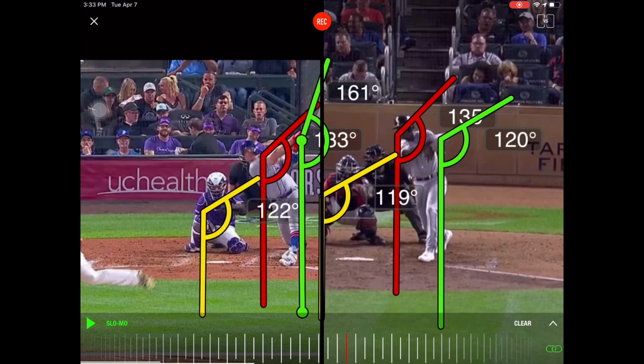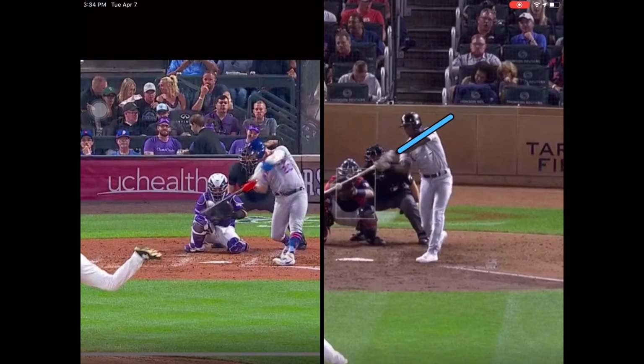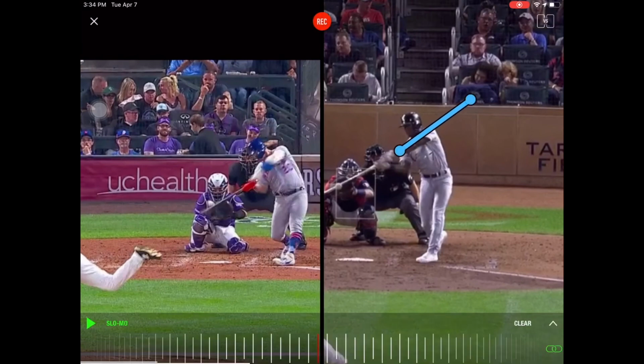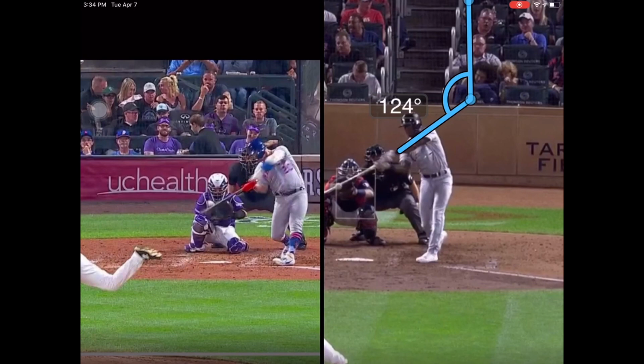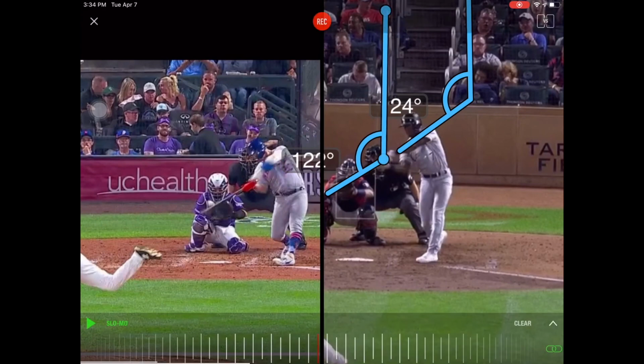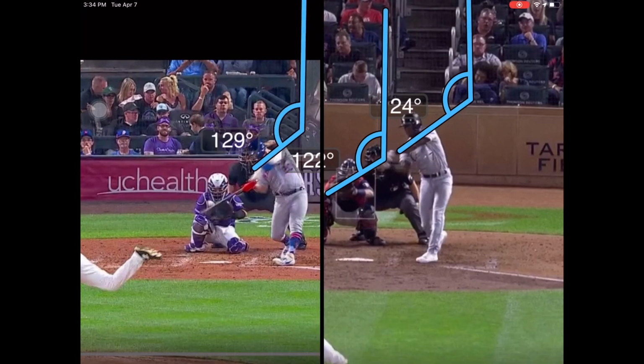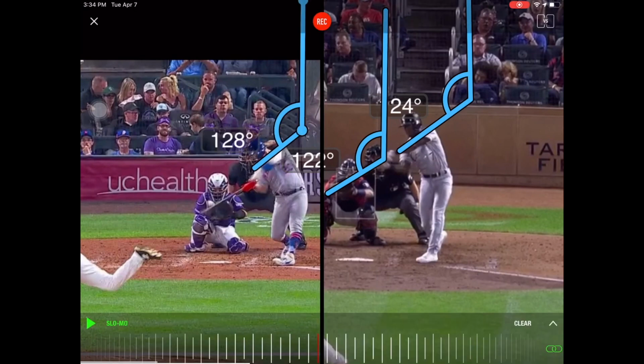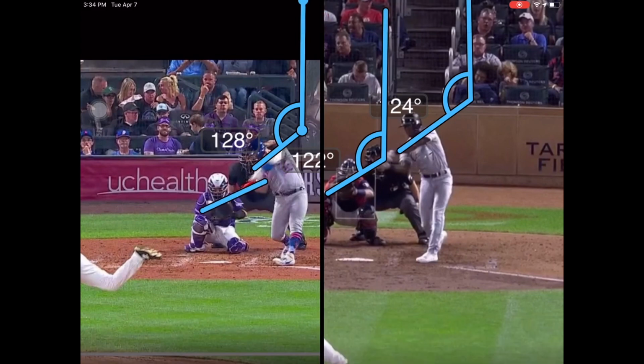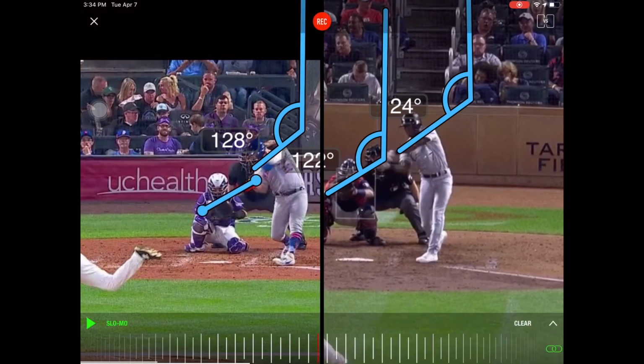Clearing that, we're going to take a look here: shoulder plane and bat plane. So Tim Anderson at contact is at a 124 shoulder plane, and it's looking like about 119, 122 from earlier for his bat plane. Then Pete is going to be at 128 with his shoulder plane at contact, and his swing plane is going to be 120. So very close.